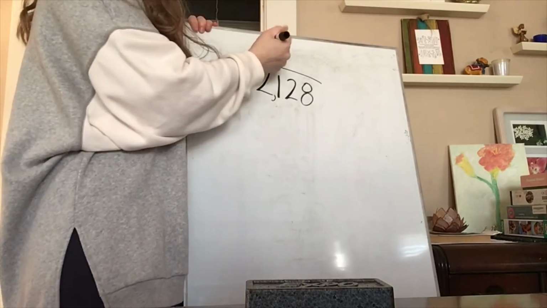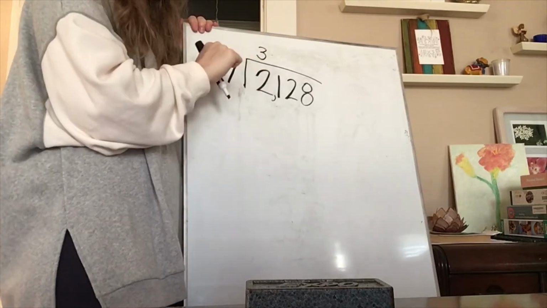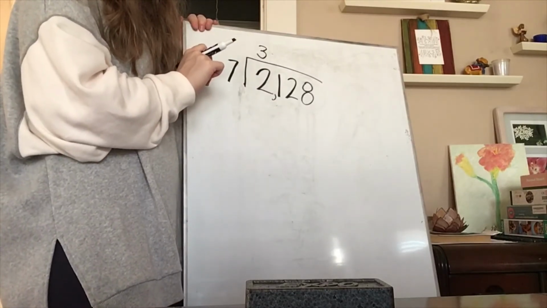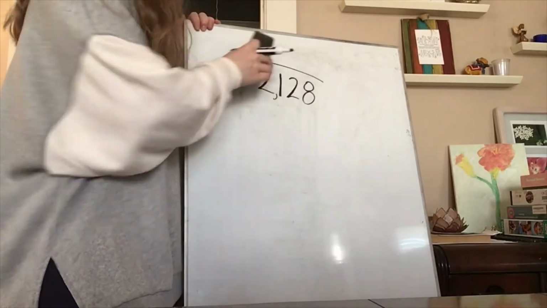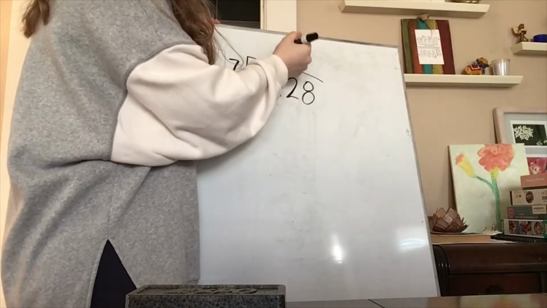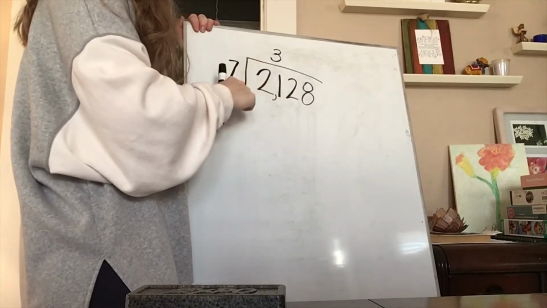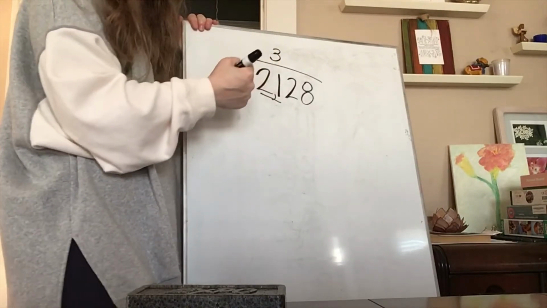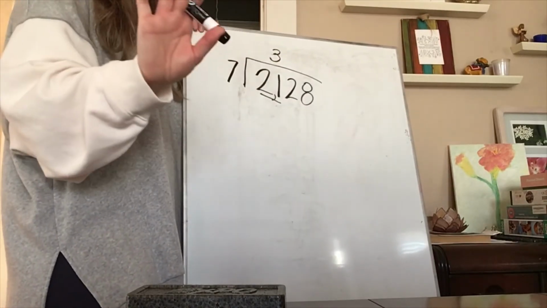How many times will 7 go into 21, Kingston? 3. Am I going to write 3 above the first digit and say that 7 goes into 2 3 times? No. I put the 3 above that last digit that I just said. So I'm saying that 7 goes into 21 3 times, not 2. Okay, good. What do I do next?